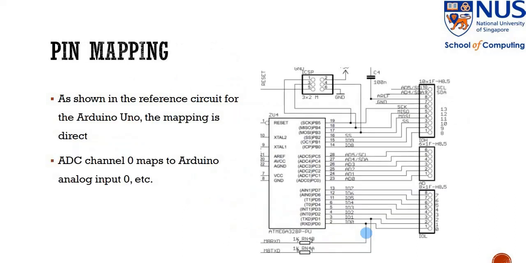The last part is to understand the mapping. As I said in the beginning, we have a 6-channel ADC for our Arduino Uno board, a microcontroller, and ADC 0 maps to port C pin 0, ADC 1 to port C pin 1, and so on. This mapping is also mapped directly to our header pins over here.